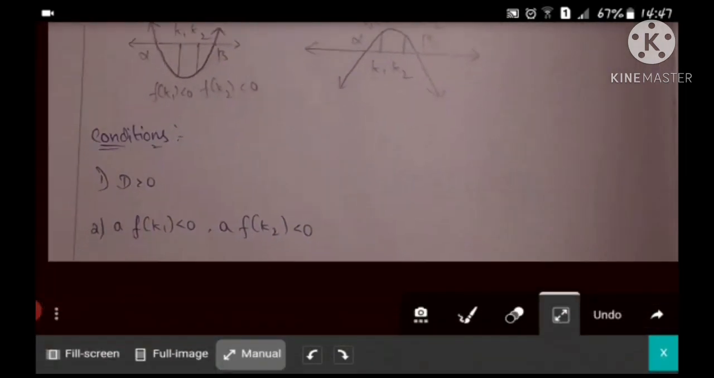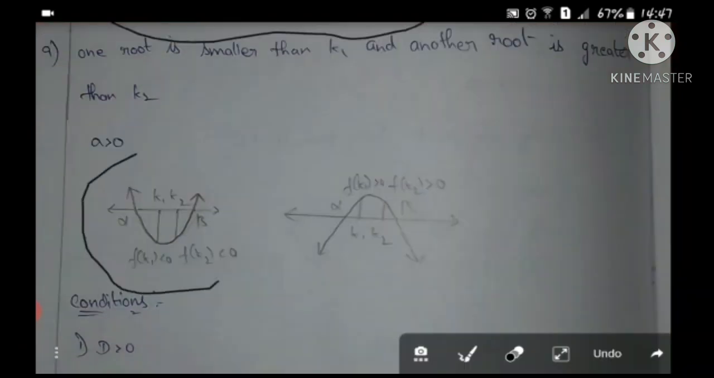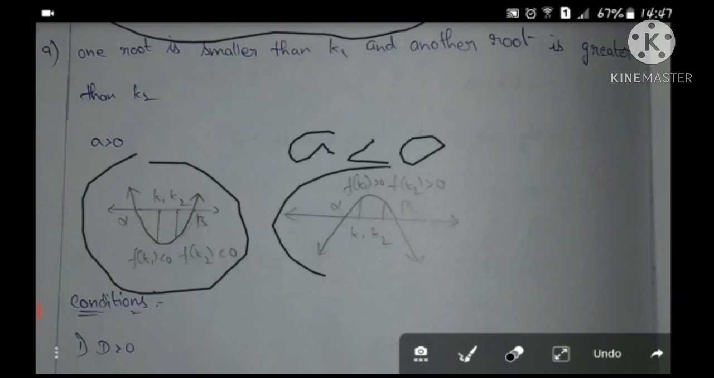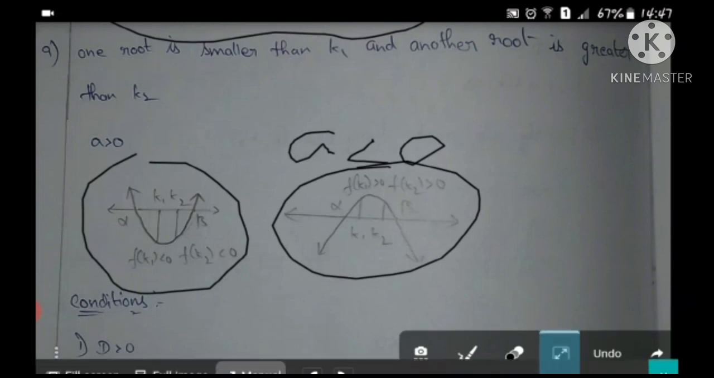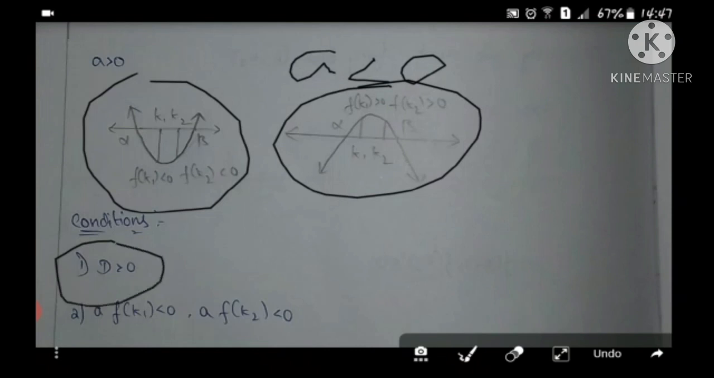Here we have only two graphs. In case of a greater than 0, here k1 and k2 lie between the roots. Therefore both f of k1 and f of k2 are less than 0 in case of a greater than 0 and a less than 0. Let's see the conditions we formed for this. Here the conditions are delta is greater than 0, and a into f of k1 is less than 0, and a into f of k2 is less than 0.